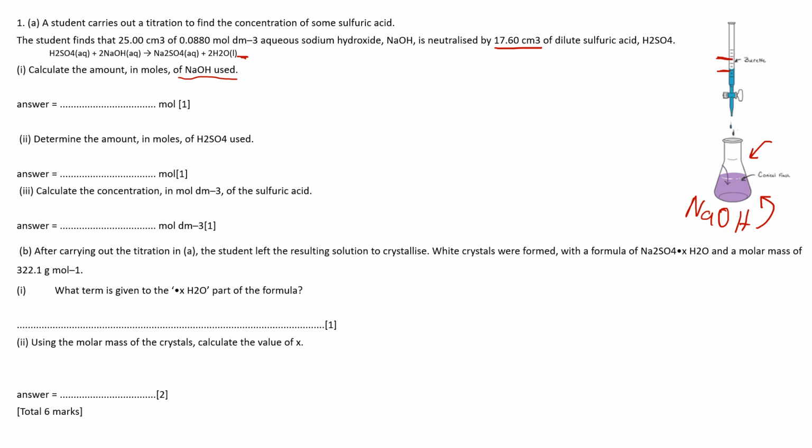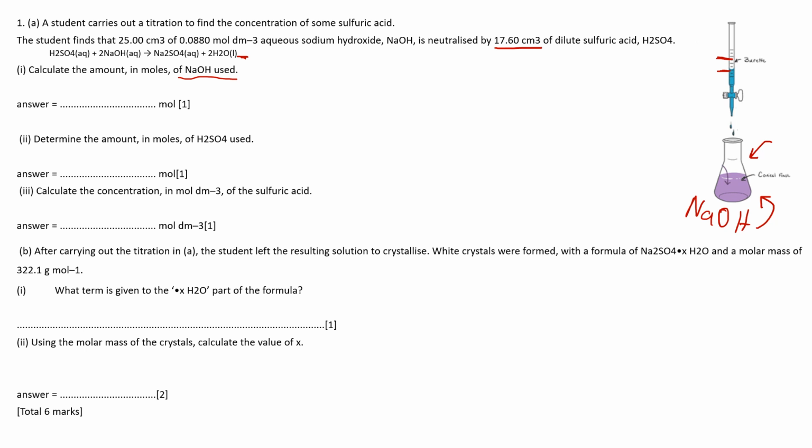And then we can use all the information we have. We know the volume and concentration of our base. We know the volume of our acid. We know this lovely equation, so we know the ratios of the moles reacting. So we can find all the rest of the information on our acid. Right, so very simple question here. Calculate the amount in moles of sodium hydroxide used.